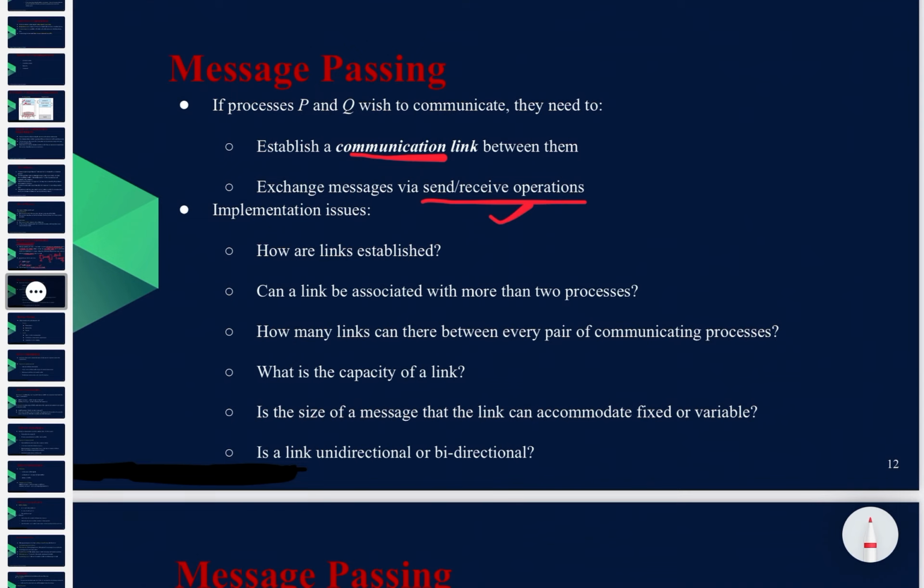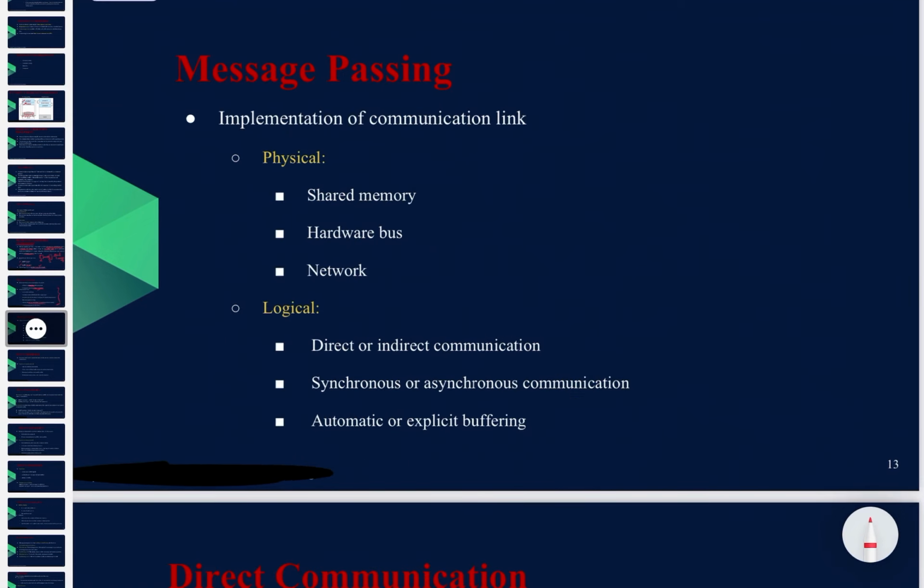Implementation issues. How are links established? Can a link be associated with more than one process? How many links can there be between every pair of communicating processes? What is the capacity of the link? Is the size of the message that the link can accommodate fixed or variable? And is the link unidirectional or bidirectional? So these are the implementation issues.